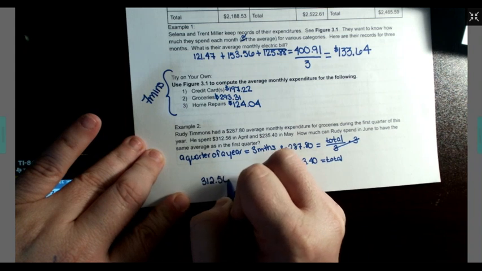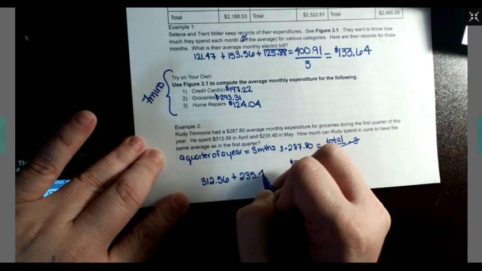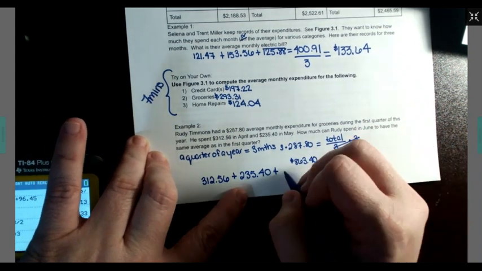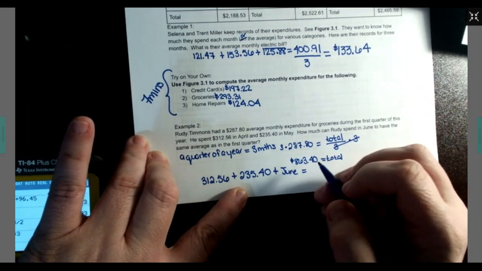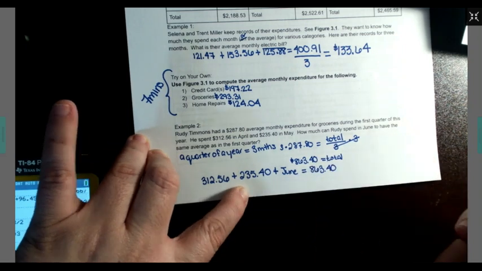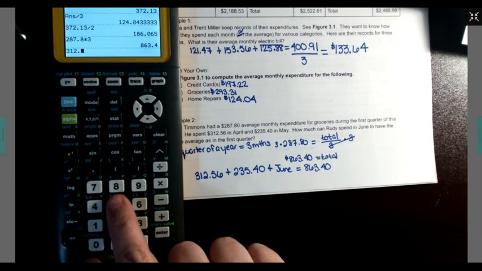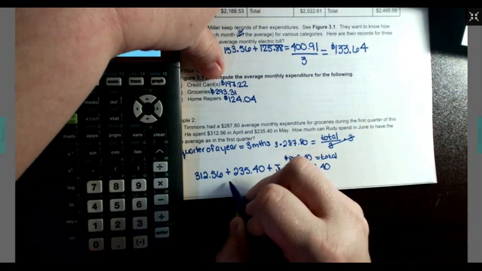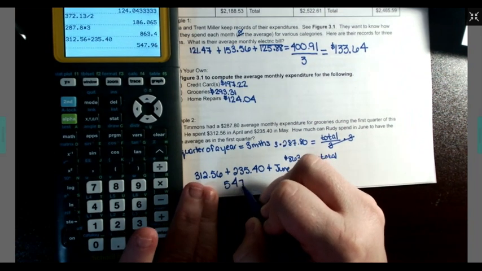$312.56 and $235.40, sorry, plus whatever he spends in the month of June can only equal 863.40. So what I want to do is add what I do have, 312.56 and 235.40, and I get 547, oops, sorry, 547.96.